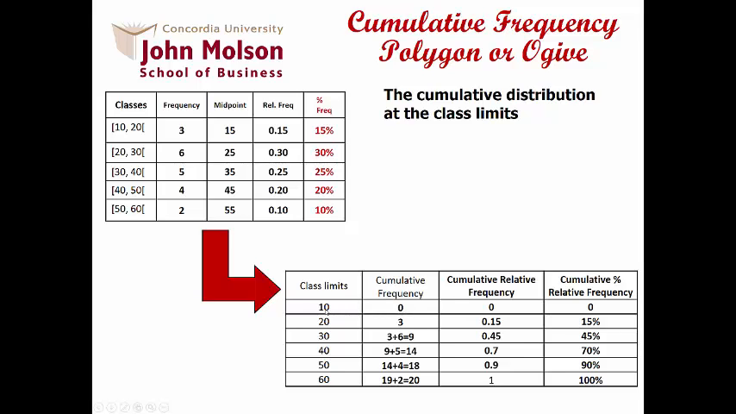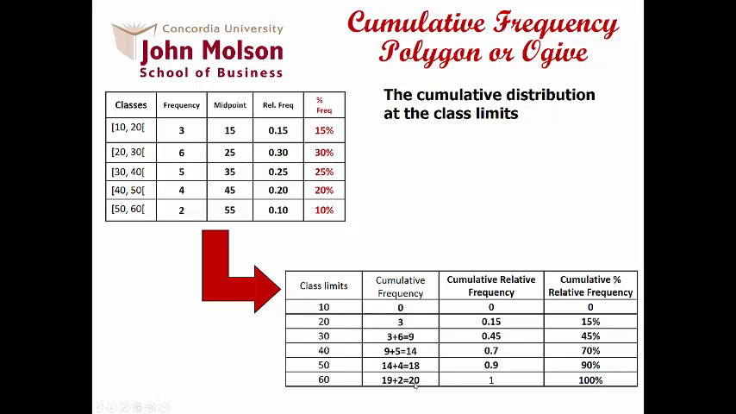How many observations are less than 10? 0. How many observations are less than 20? 3. Basically, it's those between 10 and 20. How many observations are less than 30? 3 plus 6, 9. How many observations are less than 40? So it's 3 plus 6 plus 5, 14. And so on. So I have here a cumulative frequency.